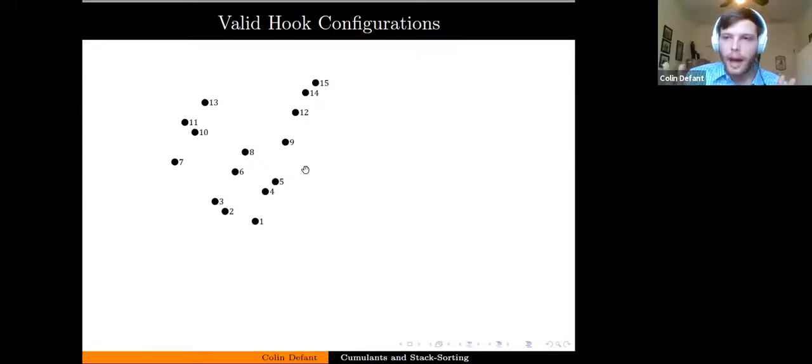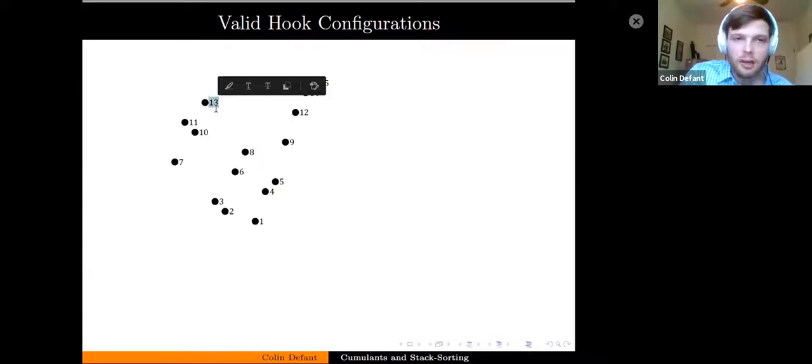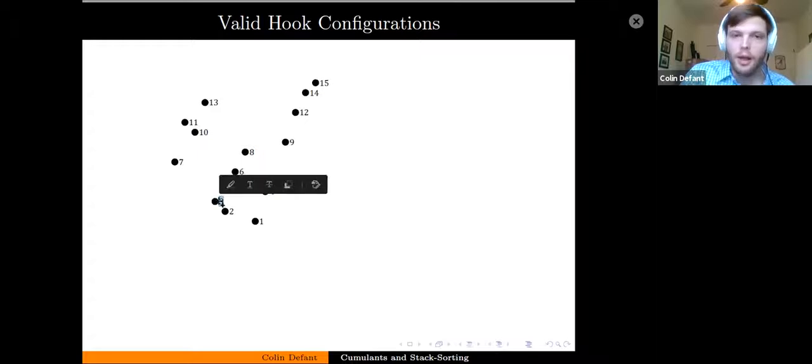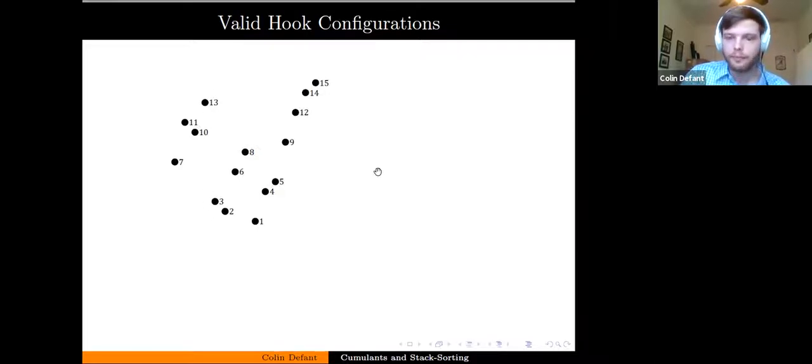And a descent top of the plot of a permutation is just a point that is higher up than the thing immediately to its right. For example, the descent tops here are the 11 because it's higher up than the 10, the 13 because it's higher up than the 3, the 3 because it's higher than the 2, and the 8 because it's higher than the 1. So the descent tops here are the 11, the 13, the 3, and the 8.